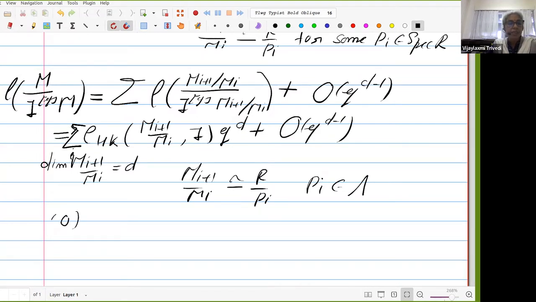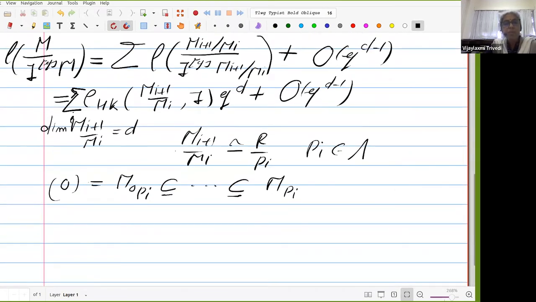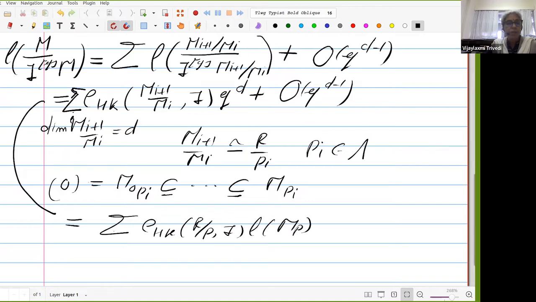So the prime filtration gives me M_0 P_i modulo M P_i, and many of them will actually become zero. So the number of times the modules isomorphic to this one will occur in this filtration is exactly equal to the length of the module M_P. So I look at this again, and it tells me this is a summation of e_HK(R/P_i) times the length of M_P, where P is in Λ, times q^d, plus order q^{d-1}.